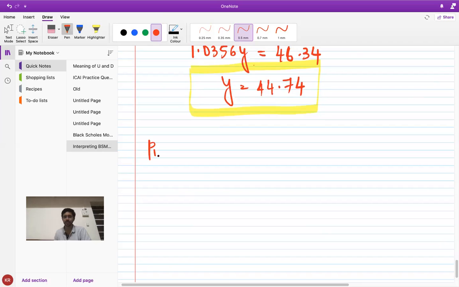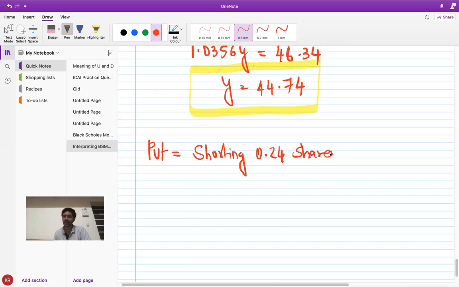Therefore, a put option is equal to shorting, I'm just writing shorting or selling, 0.24 shares and lending 44.74. If you see, the objective was actually to calculate the value of a put option. We have still not calculated the value of a put option. We have concluded that a put option can be replicated by shorting 0.24 shares and lending 44.74.